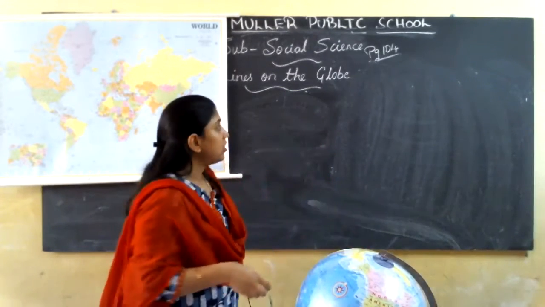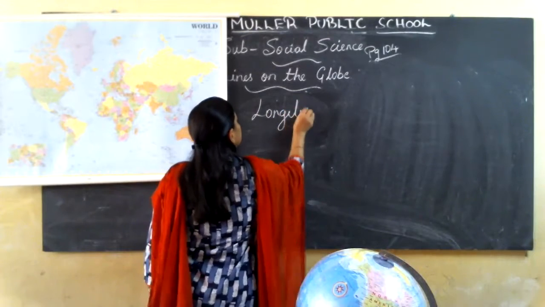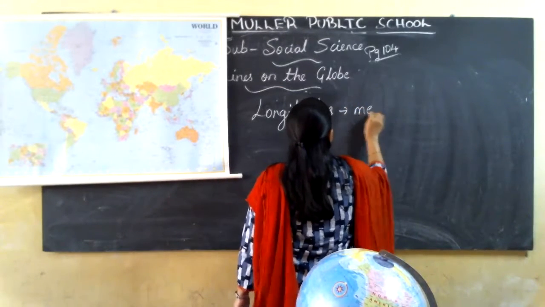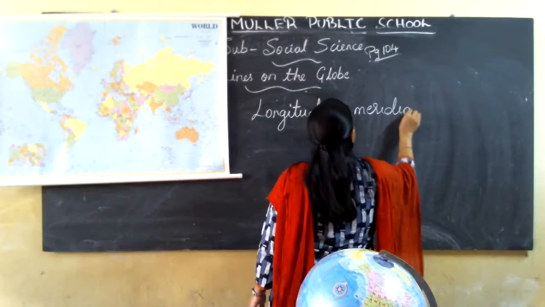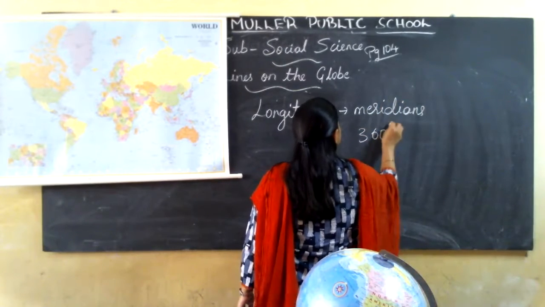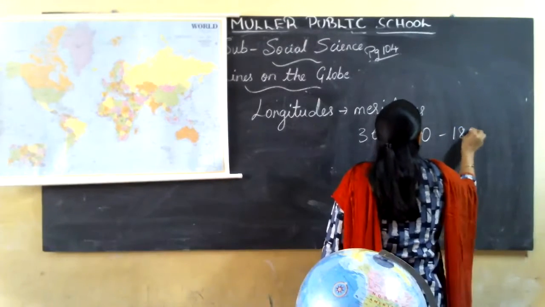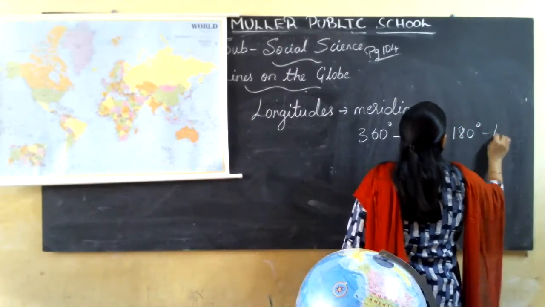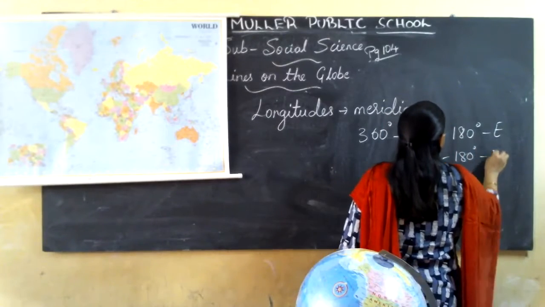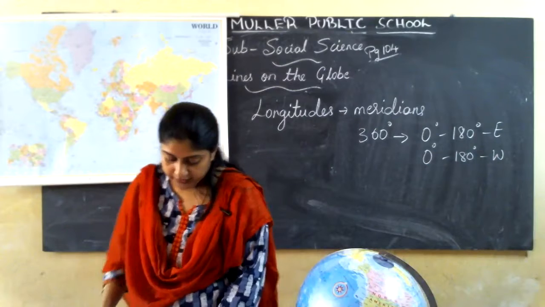The longitudes are also called as what? Longitudes are also called as meridians. And there are how many lines of longitudes? 360-degree lines of longitudes. 0 to 180 degree, it is east, and 0 to 180 degree west. Fine.